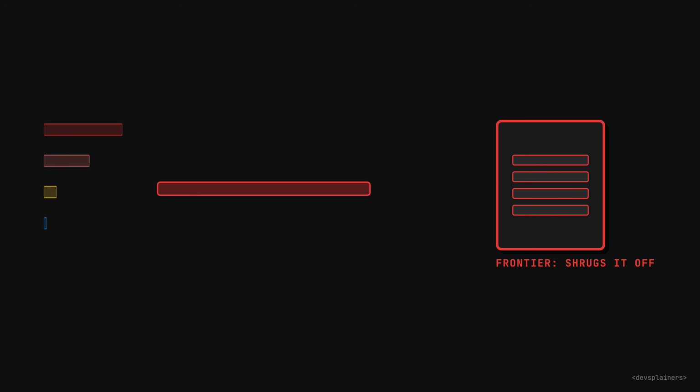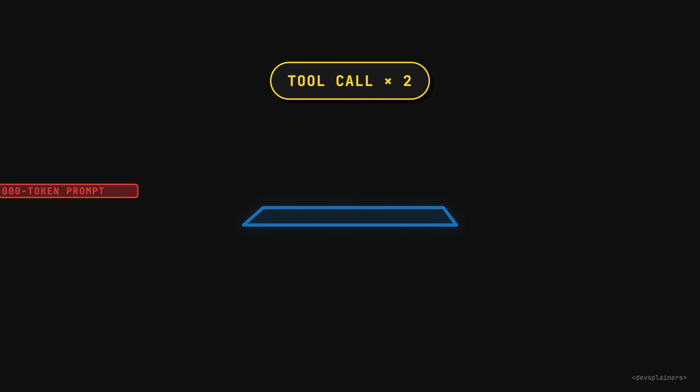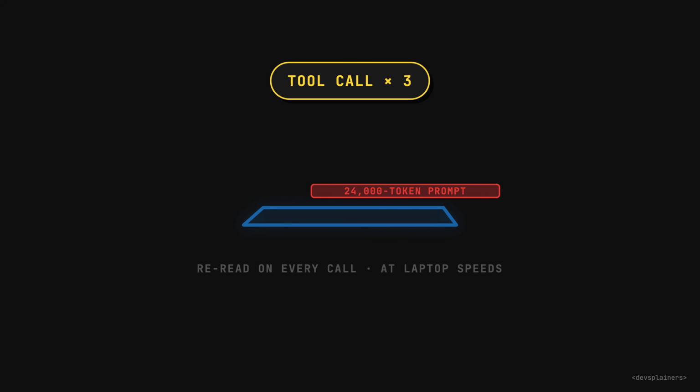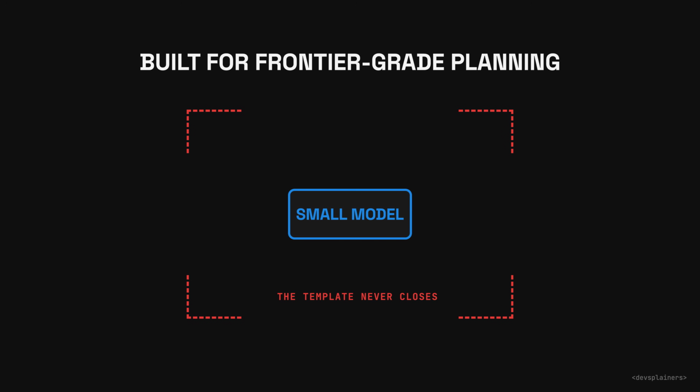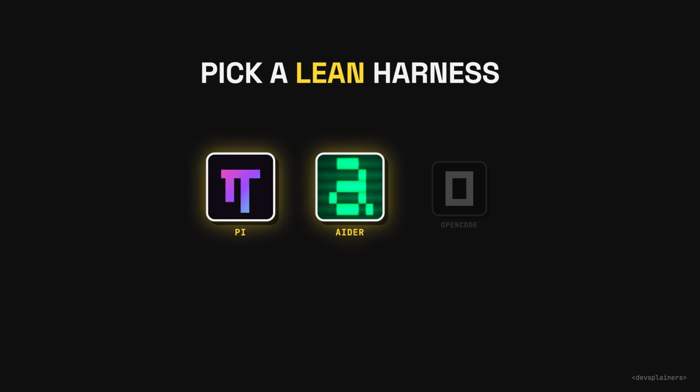A frontier model shrugs that off. A small local model has to reread it on every tool call at laptop speeds, and the fat prompts drown it. The frontier vendors' harnesses also assume frontier-grade planning, so a small model plugged into them fails in more creative ways. Pick a lean harness for local work. We put the terminal agents head-to-head in our OpenCode showdown.